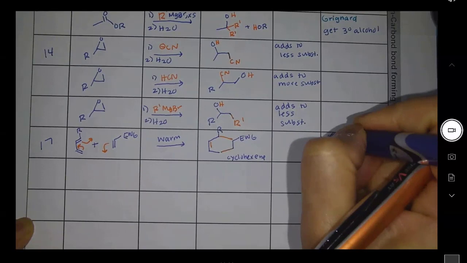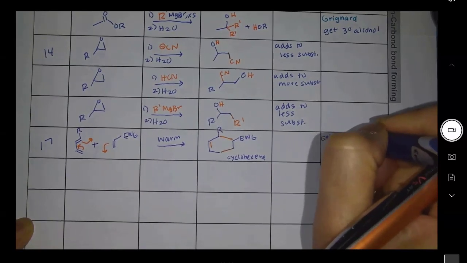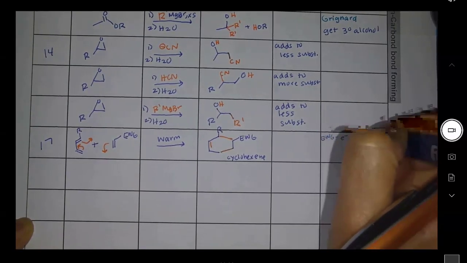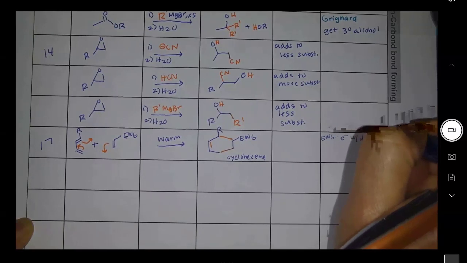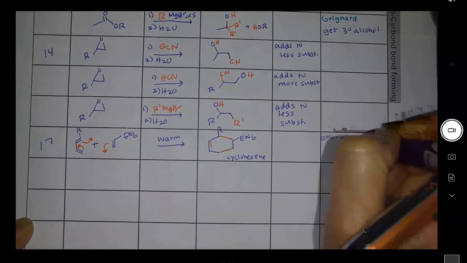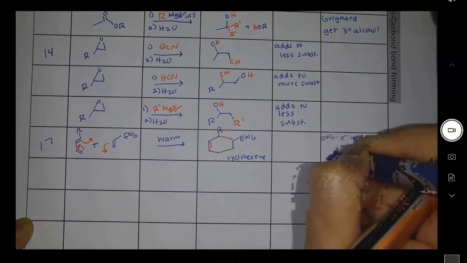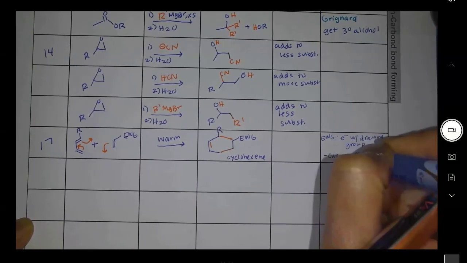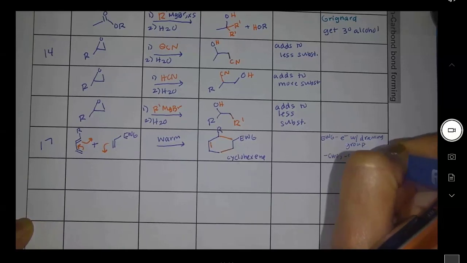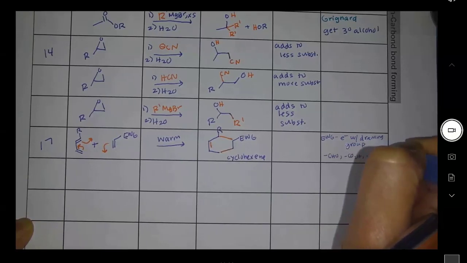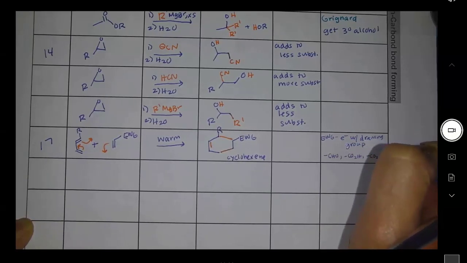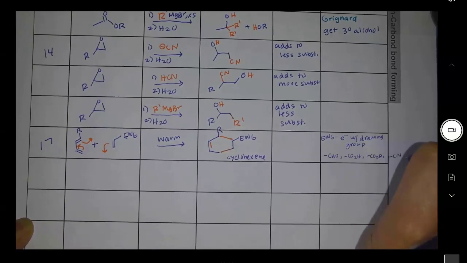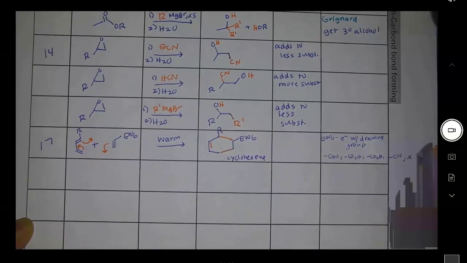And then EWG is an electron withdrawing group. So this can be an aldehyde, carboxylic acid, ester, a CN. It can also be a halogen.